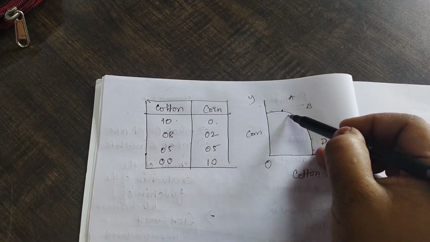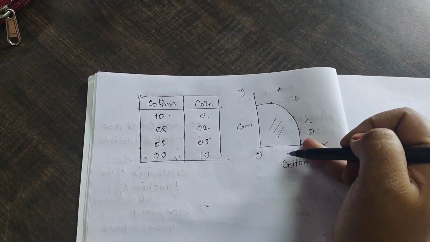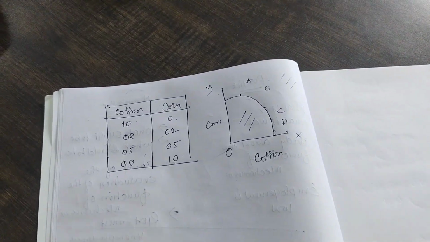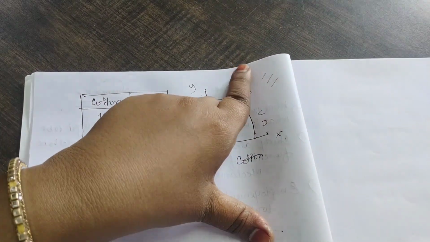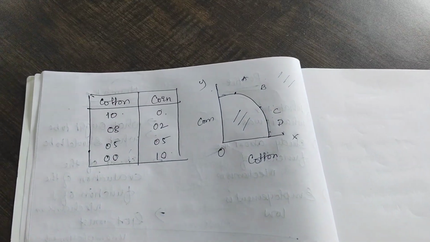This curve shows the proper utilization and allocation of the resources. Below this it is called underutilization of resources. Above this, we don't have that much of resources, so it is impossible to produce beyond the limit of this PPC curve. So this is all about the production possibility curve.